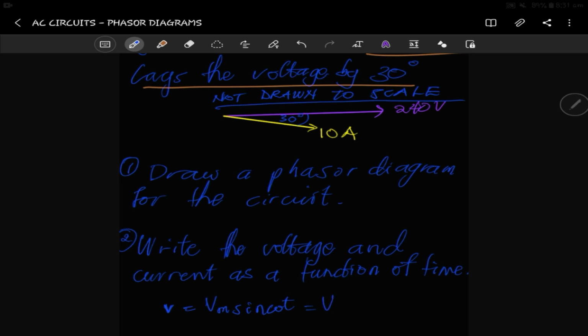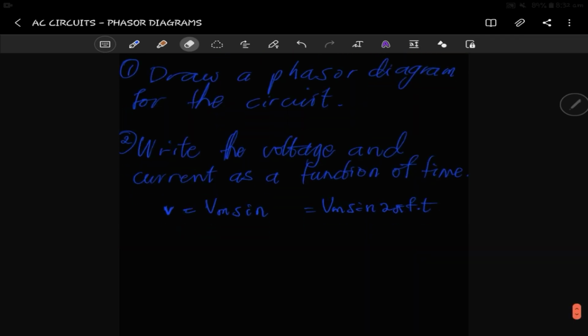or we have Vm, and then we have sine, and then we have 2πft. Or we have it to be Vm sine, and then we have theta. These are the three basic ways of representing the AC voltage. The current is the same way. So we have, sorry, not V, should be I peak.